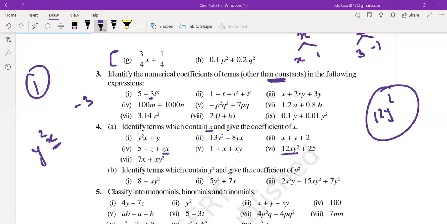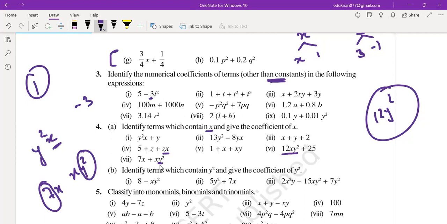Yes, ma'am. The terms are 7x and xy square. The coefficients would be 7 and 1. 7 and 1. Why not y square? 7 and x, right, ma'am? How can x be the coefficient? For 7x it should be x. It would be y square. It should be the coefficient.